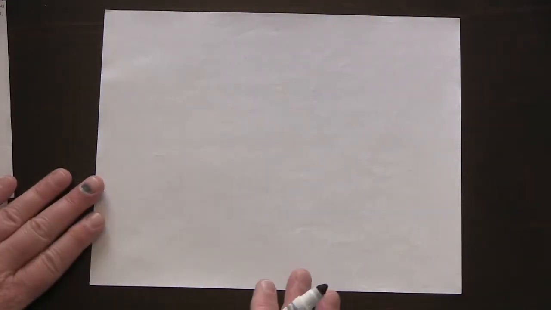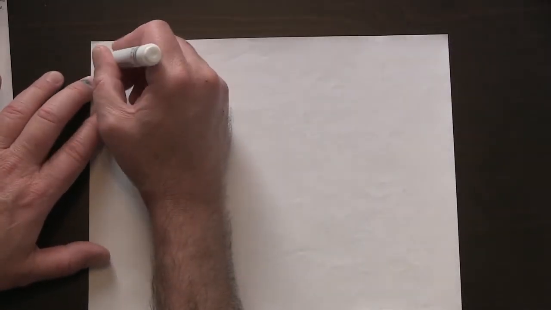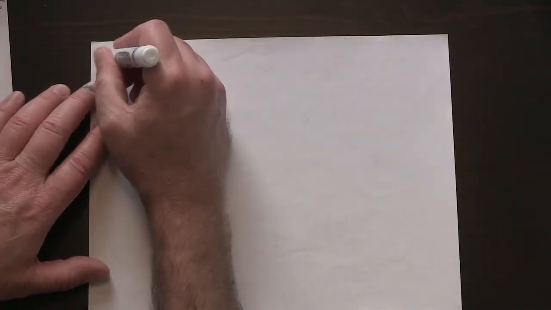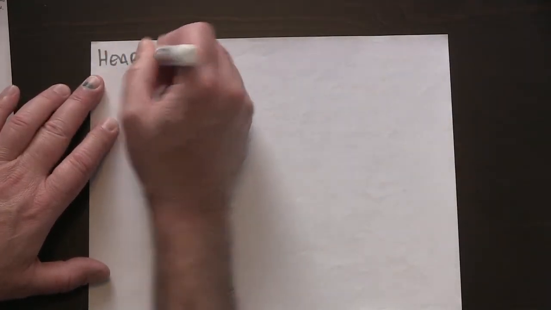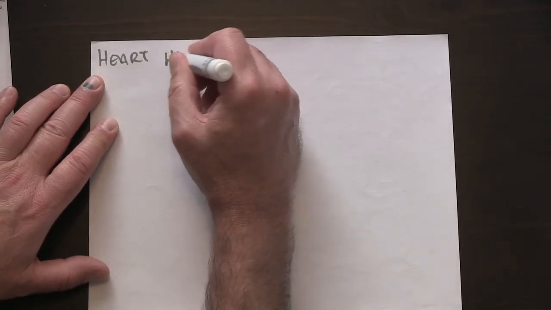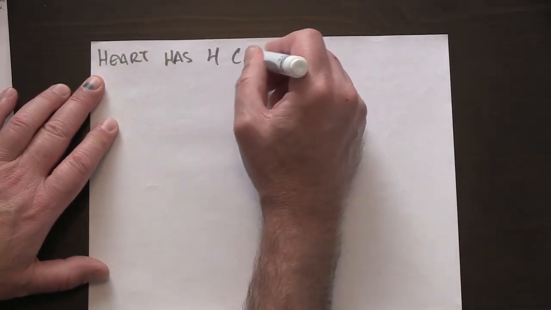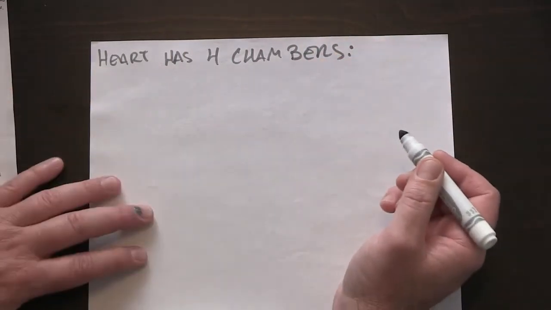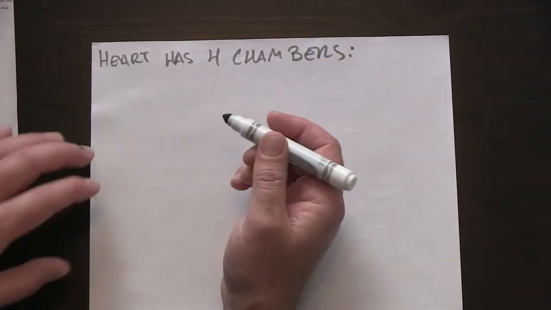Okay, the heart is essentially two pumps that are attached to each other. And the pumps end up making 4 chambers. There's 4 chambers. Some of this you're probably already familiar with.